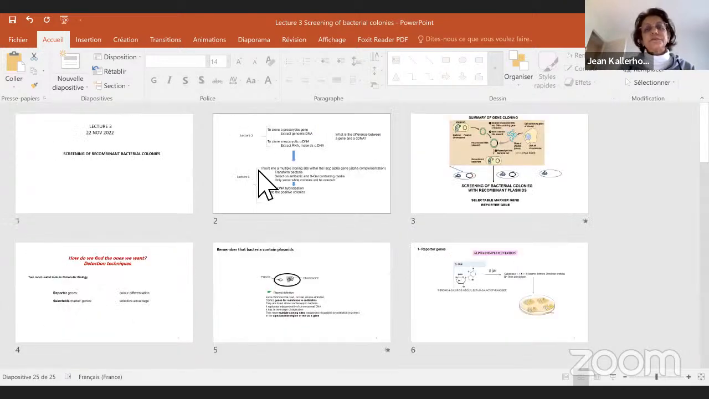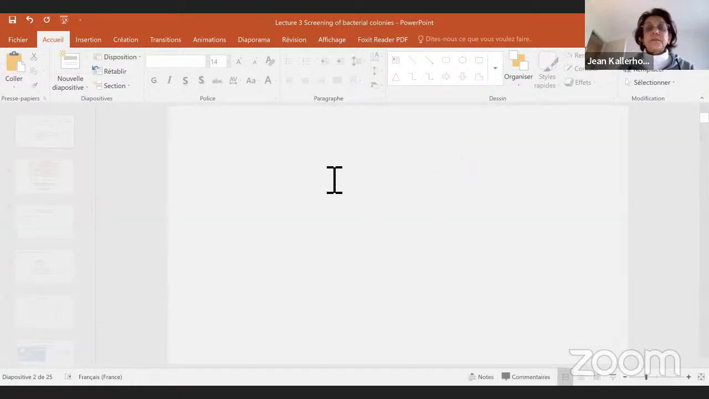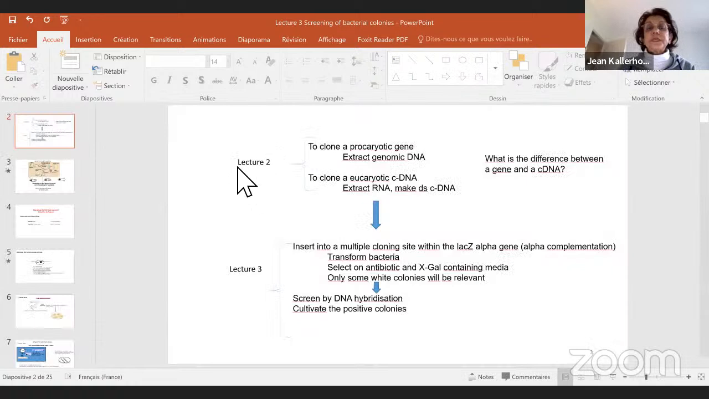Slide 2 reminds you of what you did in lecture 2. And today, we learned how to insert the sequences that we have been cloning last time into a plasmid and transform it into a bacteria.